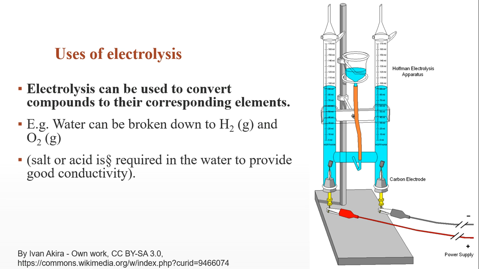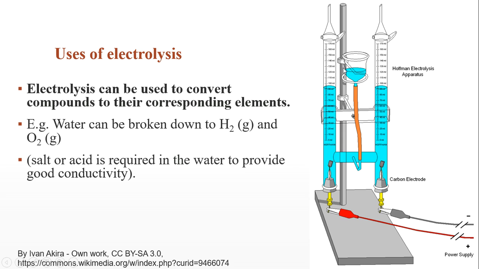So we need a salt or an acid to provide good conductivity in this water, because we need a way to circulate the charges, and ions are a perfect way of transferring these charges. And if you put the acid in water, you will get oxonium ions and a corresponding negative ion that will then allow you to conduct electricity in a good way.